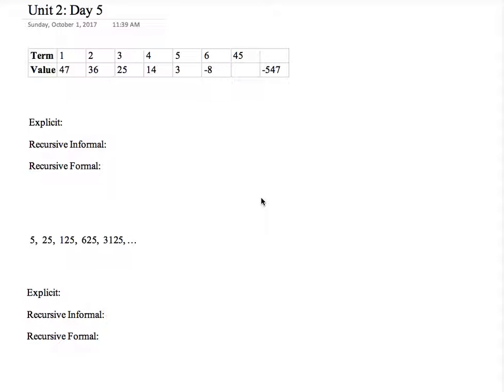Hello, Algebra 1. Today we're going to look at a couple more examples of explicit and recursive patterns and building the formulas in both ways to express a pattern. And this should be a nice warm-up for your first quiz or just some great further examples.